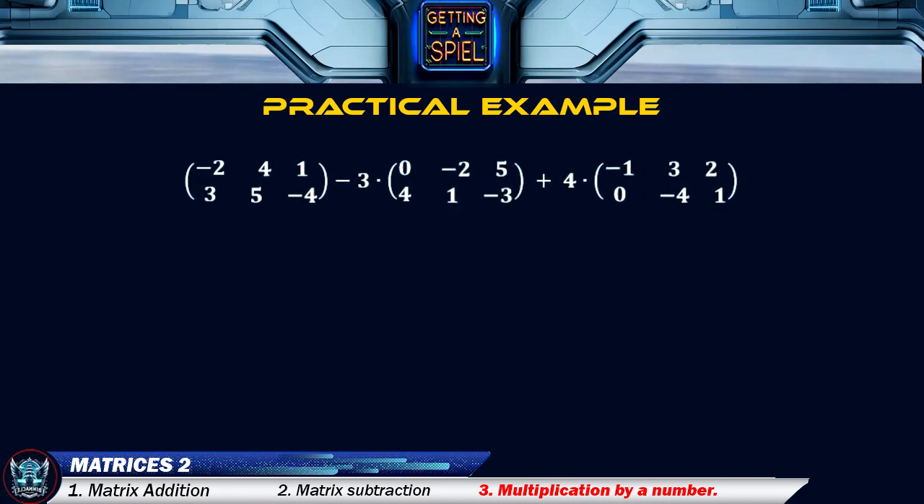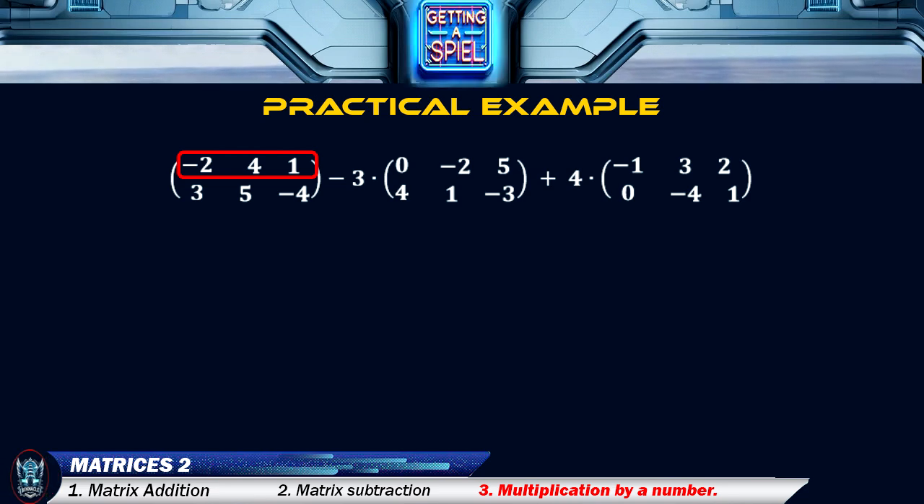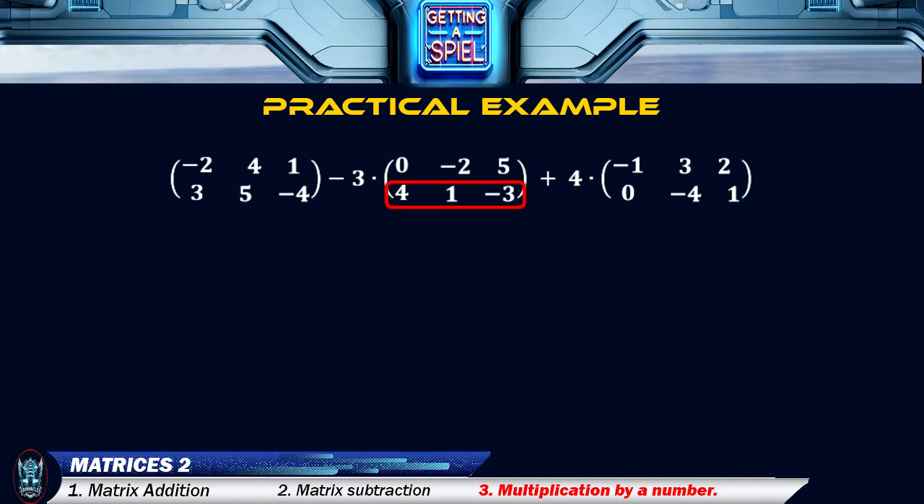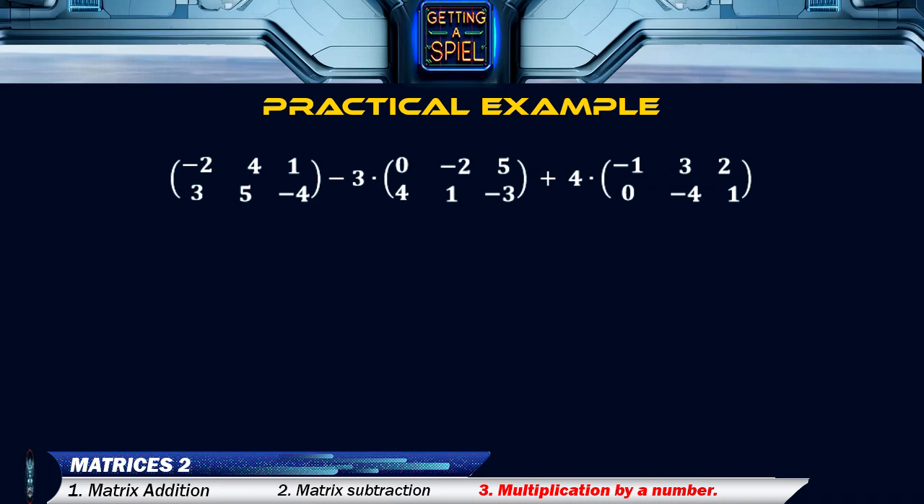Suppose we are given this matrix, which I will tell you by rows. -2, 4, 1, 3, 5, -4. And we are asked to subtract 3 times this other matrix. 0, -2, 5, 4, 1, -3. And finally add 4 times the matrix -1, 3, 2, 0, -4, 1.